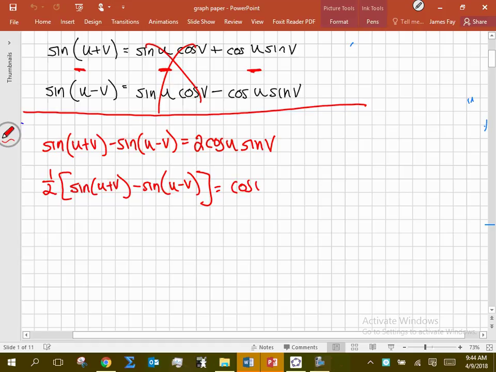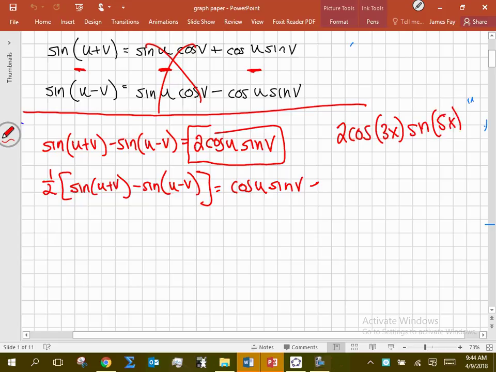And now I've got that second formula, cosine u sine v. Even sometimes, guys, you might see in a problem that they might give you something like 2 cosine of 3x sine of 5x. Well, that is exactly the same as this, right? It's just kind of an alternate version, I guess, of this product to sum formula.